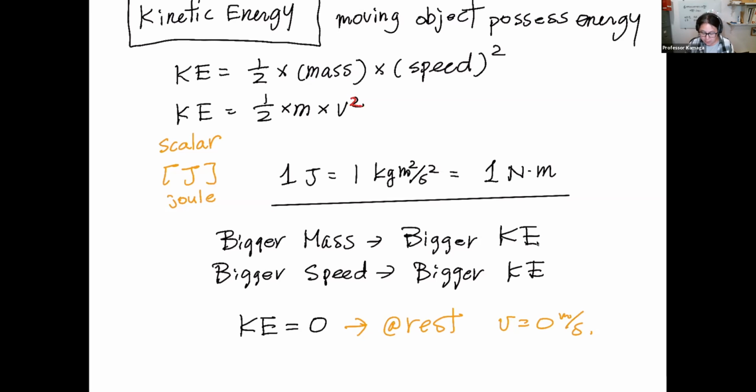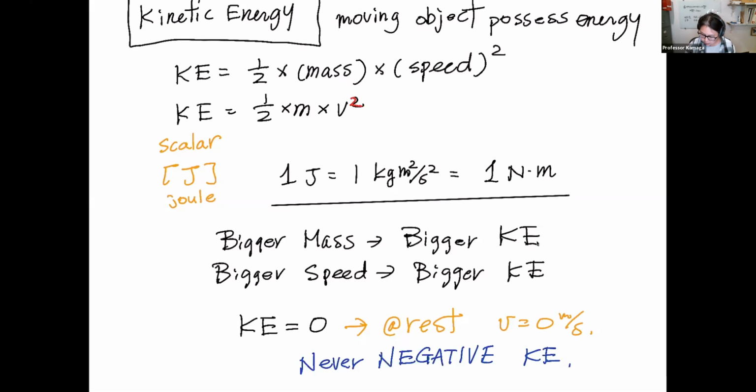How about kinetic energy? Can we have a negative kinetic energy? No, never. We cannot have a negative kinetic energy. It can never be negative. Why? Because it's 1/2 times mass times speed squared.